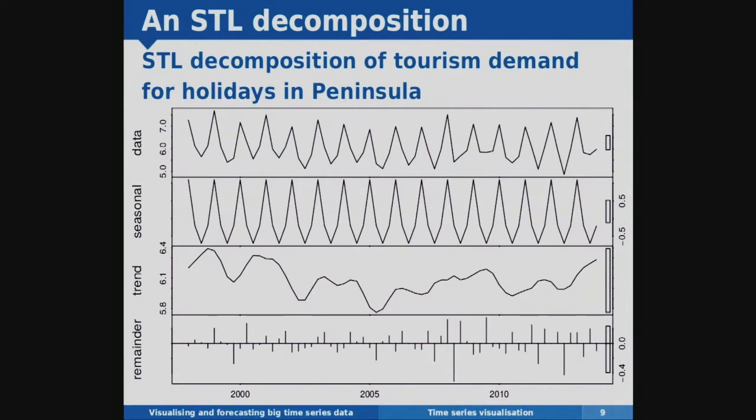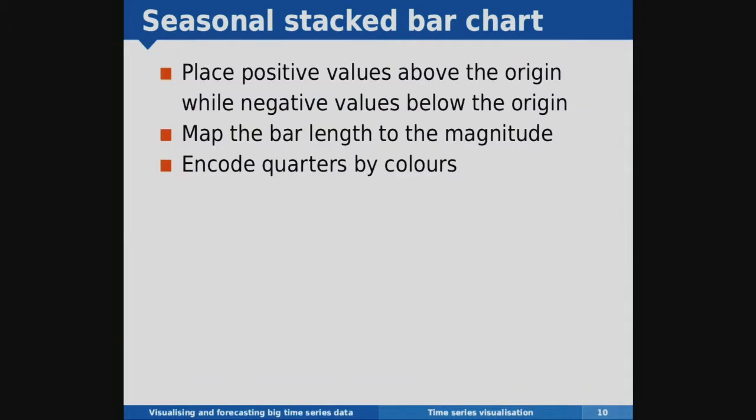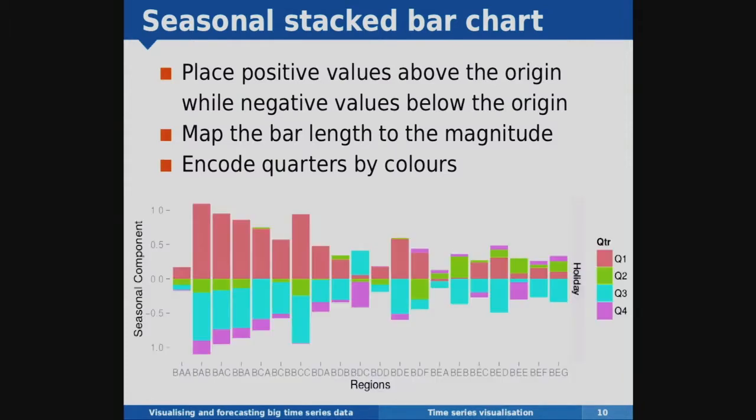First of all, we do an STL decomposition of all of the series. STL decomposition means you split the data into three components: a seasonal component, which is periodic, a trend component, which is smooth, and the rest goes into the remainder. We're going to take the seasonal component and look at it. If we take the seasonal component for each of the series, place the positive values above the origin, negative below, we can get graphs like this, where now each bar represents one series. And we start looking for interesting features.